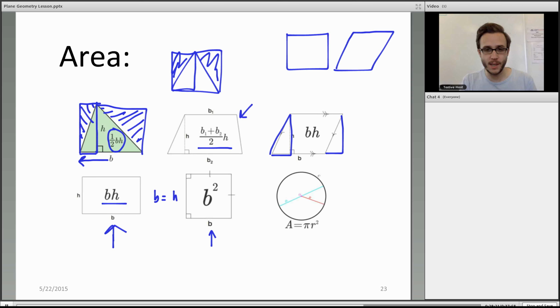And finally, the area of a circle. Circle is a little different, totally different. In fact, it's pi r squared. I don't have much more to say about that. It's just pi r squared, where r is the radius.